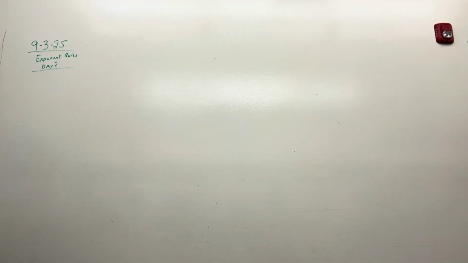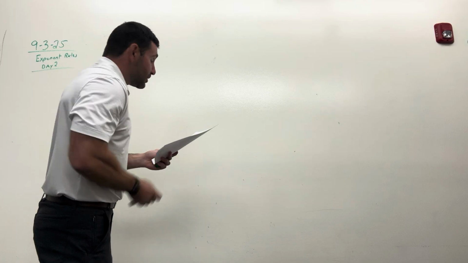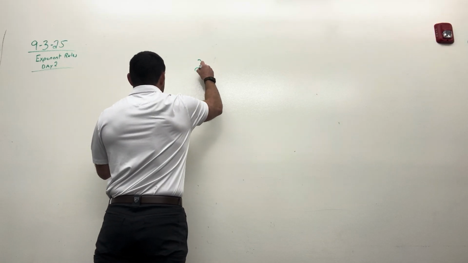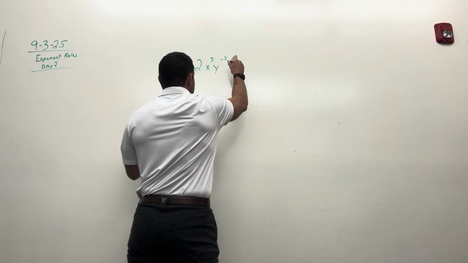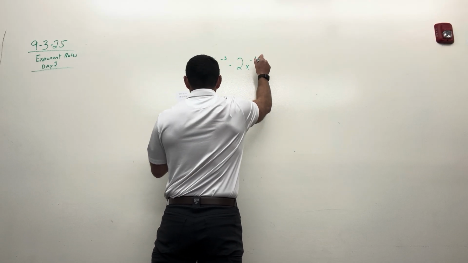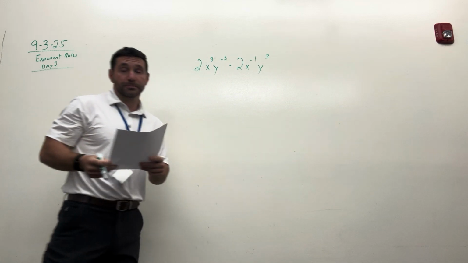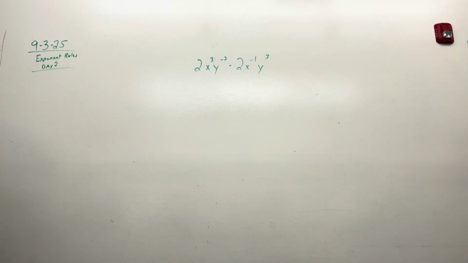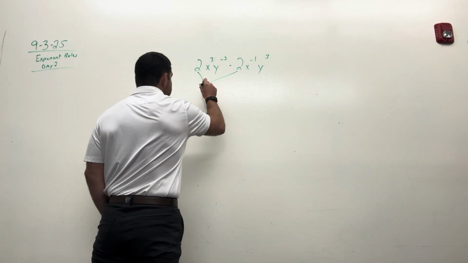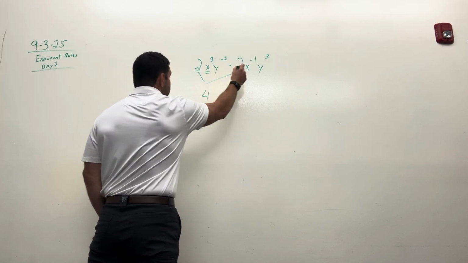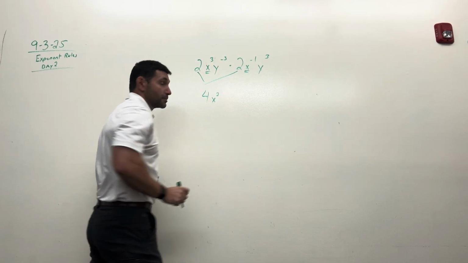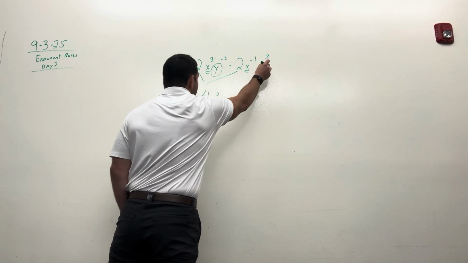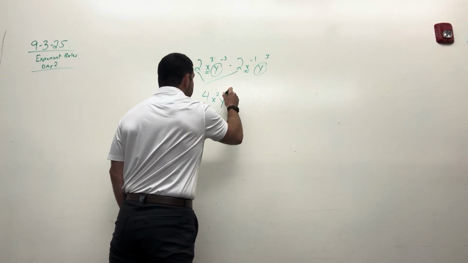Okay, here we go. Number 6. So we have 2x to the 3rd, y to the negative 3rd, times 2x to the negative 1st, y to the positive 3rd. Okay. So first and foremost, it is a multiplication problem. We know that 2 times 2 is 4. We have like bases with our x's. We keep the base. 3 plus a negative 1 is 2. Then we have a y and a y. We keep the base. Negative 3 plus 3 is 0.